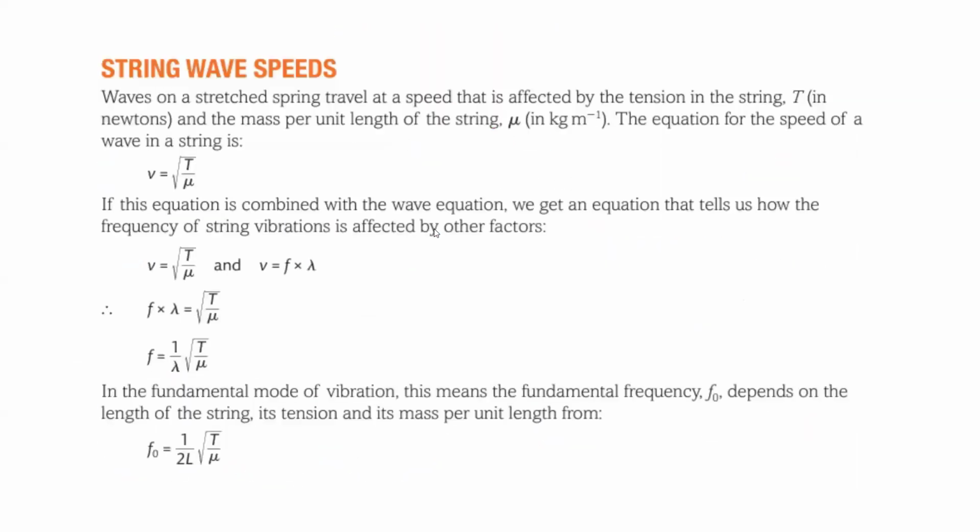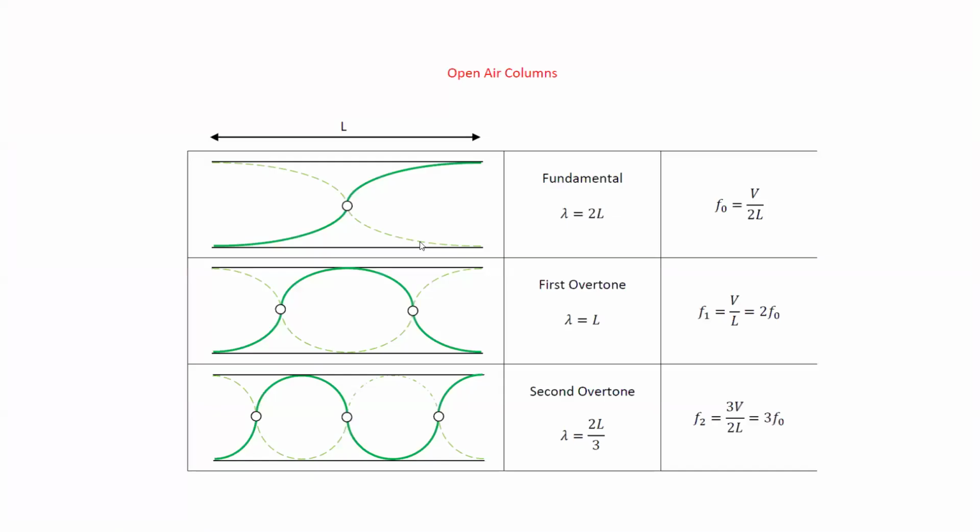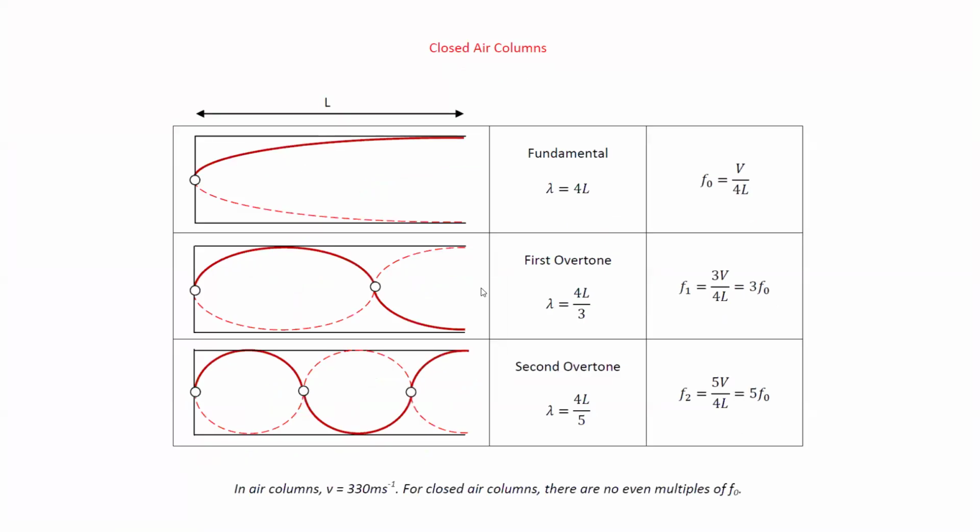We may have a standing wave in an open pipe. Open pipe means a pipe which is open from both ends. We may also have a standing wave in a closed air column or a closed pipe. So what is the formula?